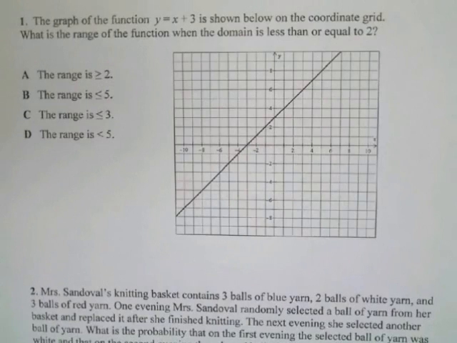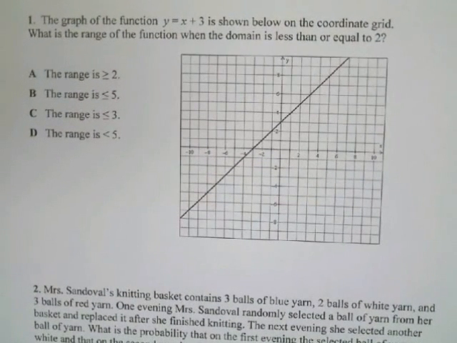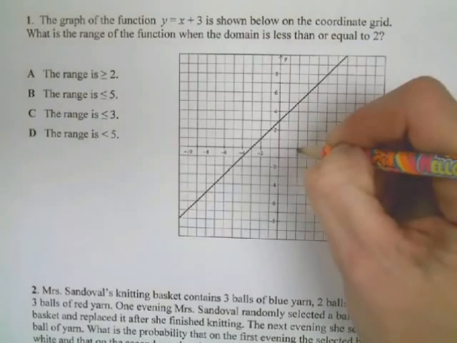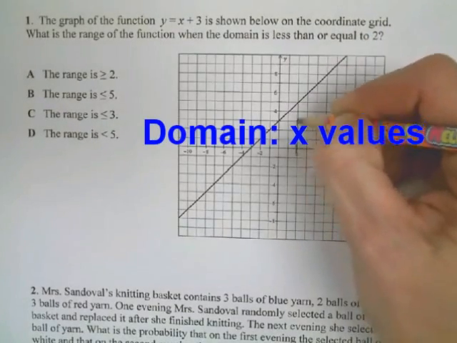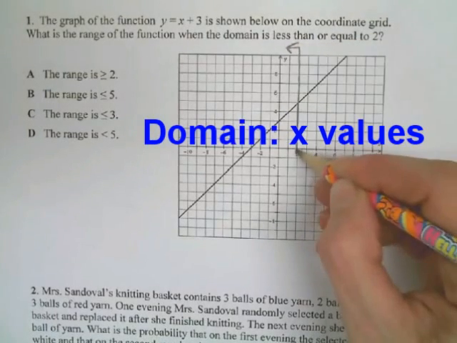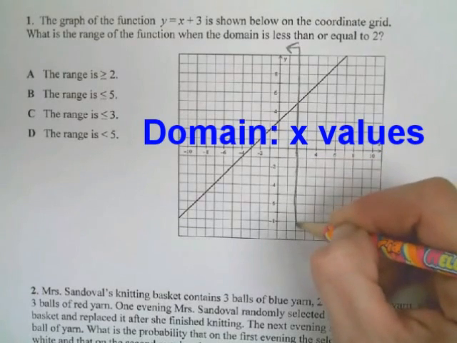Number 1, the graph of the function y equals 3x plus 3 is shown below on the coordinate grid. What is the range of the function when the domain is less than or equal to 2? Domain refers to the values on the x-axis. So let's see if we can identify the part of this line that has a domain that is less than or equal to 2. So I'm going to go to the x-axis because that's what domain refers to. And I'm going to take a look at all the numbers that are less than or equal to 2.